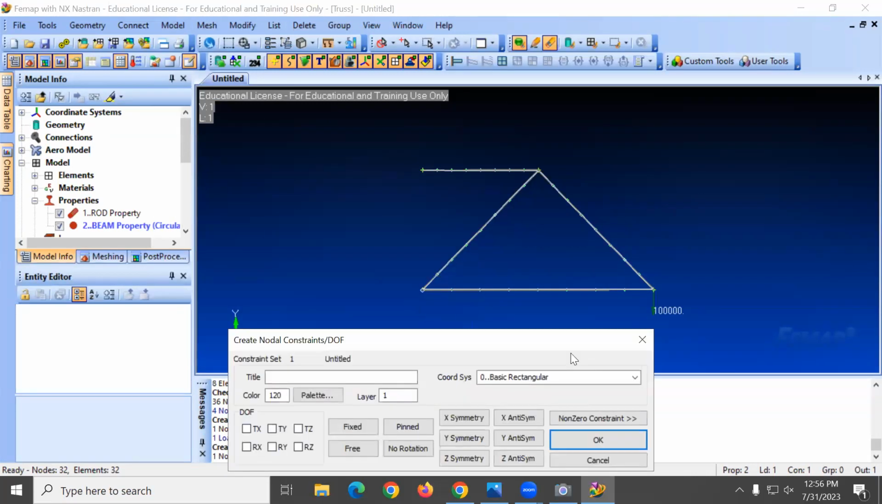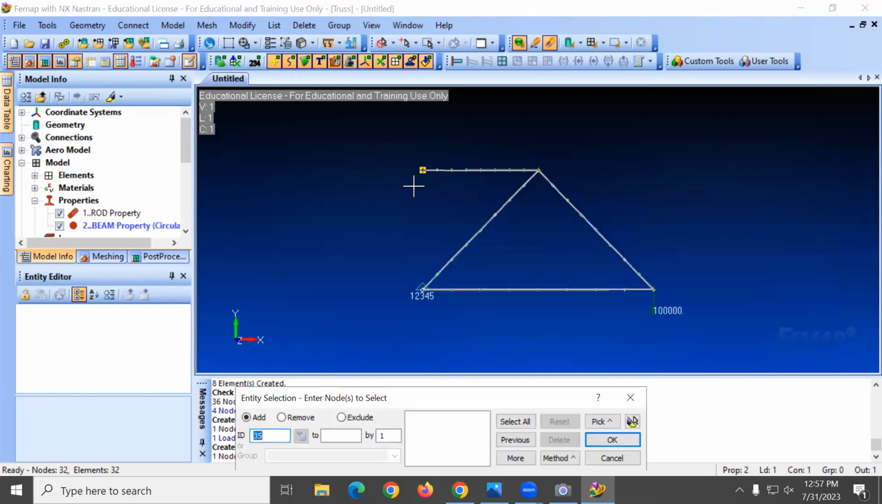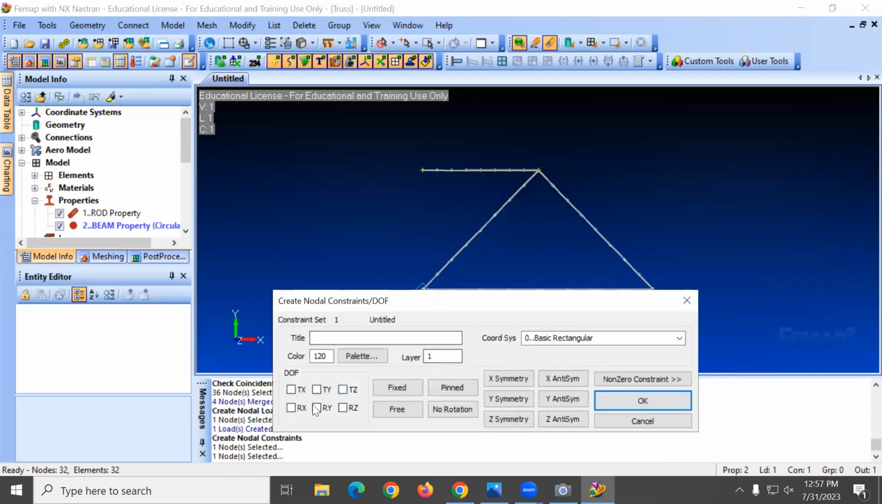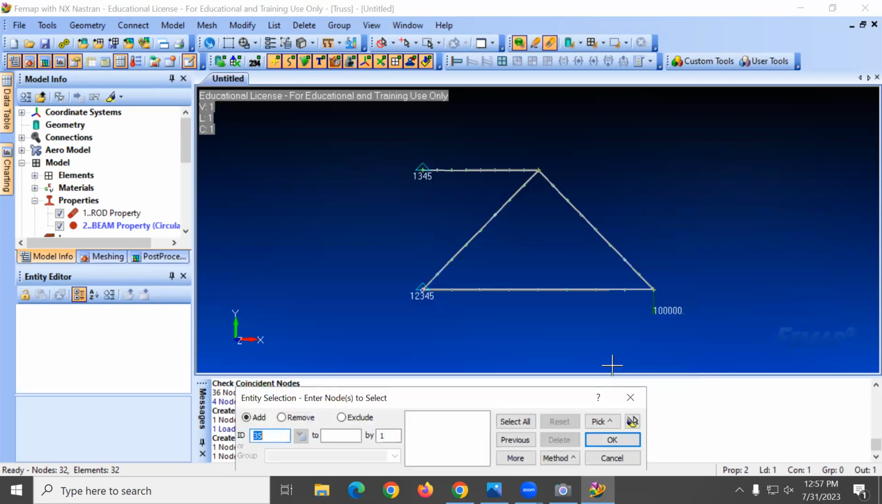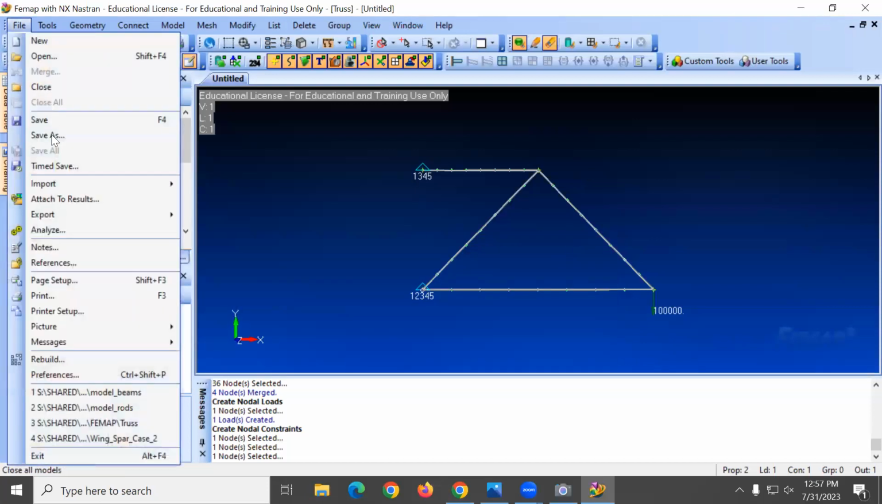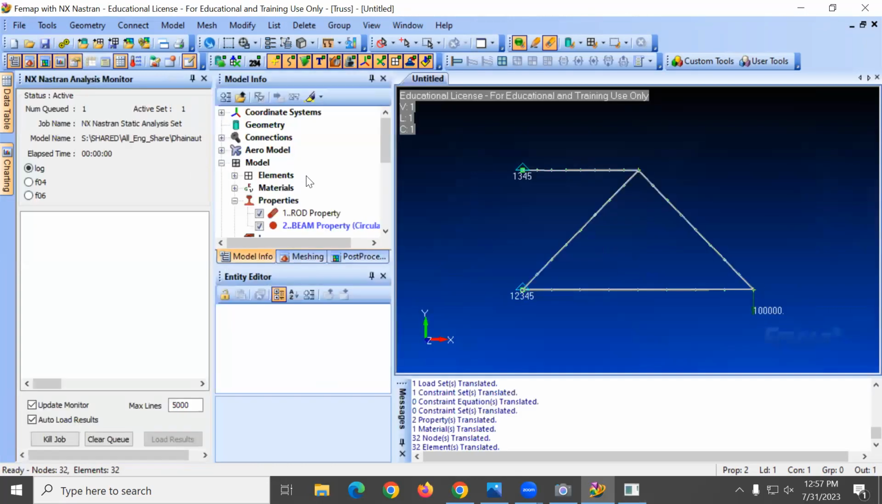Okay, so we go to this one. Basically, it's a pin. So this thing should only be able to rotate about the Z. Okay, that's what I did here. And now this one here, same thing, can rotate about the Z, but it should also be able to move on the Y, not restricted. All right, cancel. File, rebuild, yes. Save, analyze.